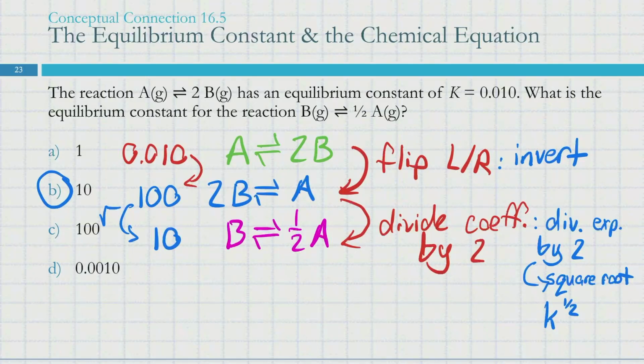Questions? Yes? How do you invert it? Like, how do you get from 0.010? That's 1 over 0.010. Does that answer your question? Okay, cool. You can also raise it to the -1 power. That would be the same thing.